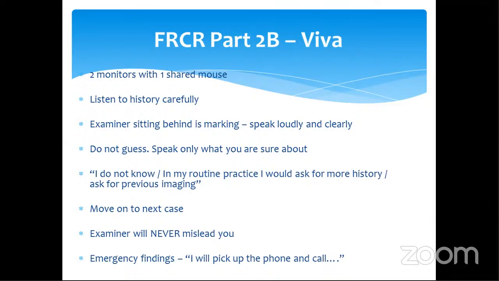And if you get a case with any emergency findings, it's always important to say that I will pick up the phone and call. So just make a habit of saying this whenever you are presenting cases, and just imprint this on your mind. If you get an emergency case in the UK, you are supposed to pick up the phone and call the referring physician or GP or whoever. They expect the same from you in the exam as well. So for any emergency case which you get, you have to say that you will call up the referring physician or surgeon and inform them of the findings.